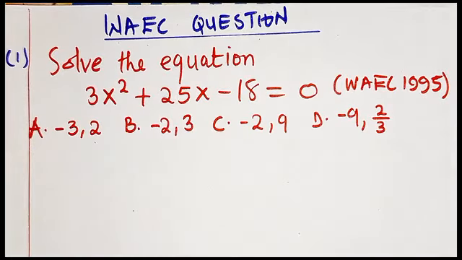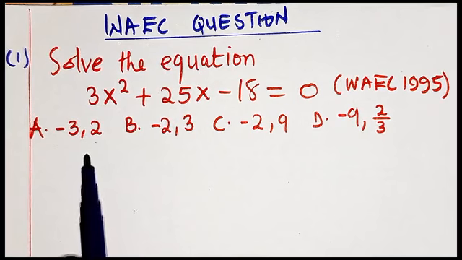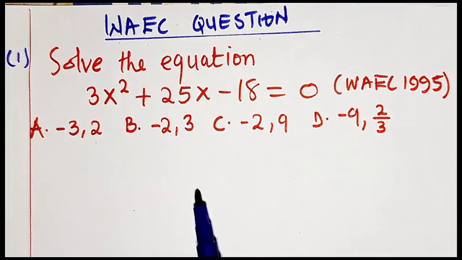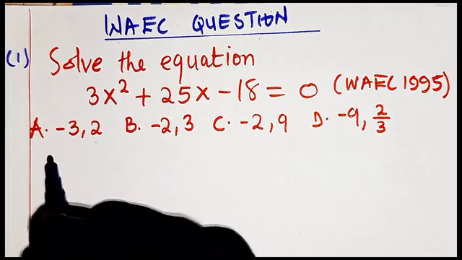Now we have the first question coming from quadratic equation. The first question asks us to solve the equation 3x squared plus 25x minus 18 equals 0. This is WAEC 1995. Then we have the options there. I would like you to pause the video, go and do it yourself, then come back to see what you have.